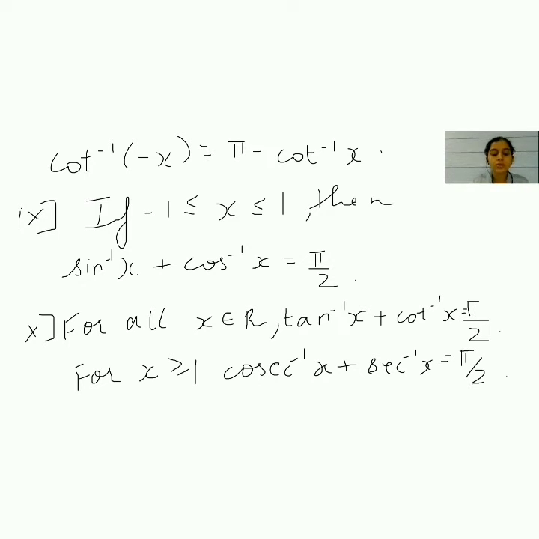Okay. So what are the values when x lies between minus 1 and 1? Sin inverse plus cos inverse is pi by 2. For all x belonging to R, tan inverse plus cot inverse is pi by 2. And for x greater than or equal to 1, cosec inverse plus sec inverse is pi by 2. Okay. Let's go to the next property.